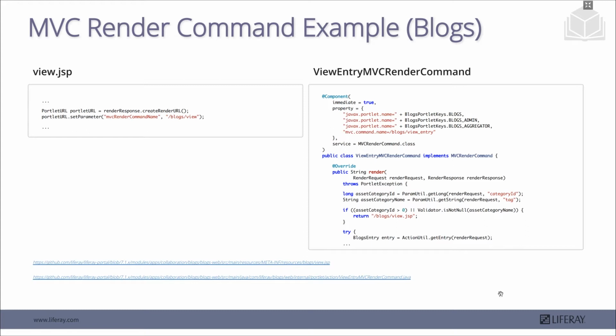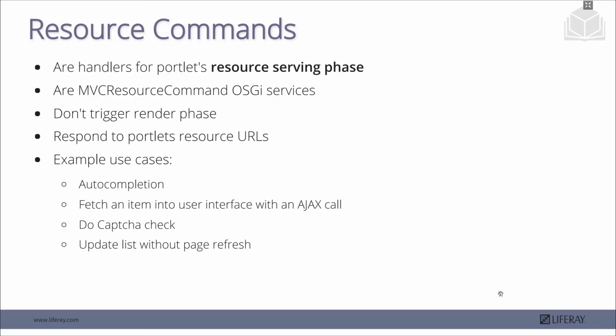And the only difference is we implement the MVC render command interface since we are listening or handling render requests. And the resource command. Resource command handles the resource phase of the portlet lifecycle, and just like the other two, we're going to be implementing those as OSGi components.